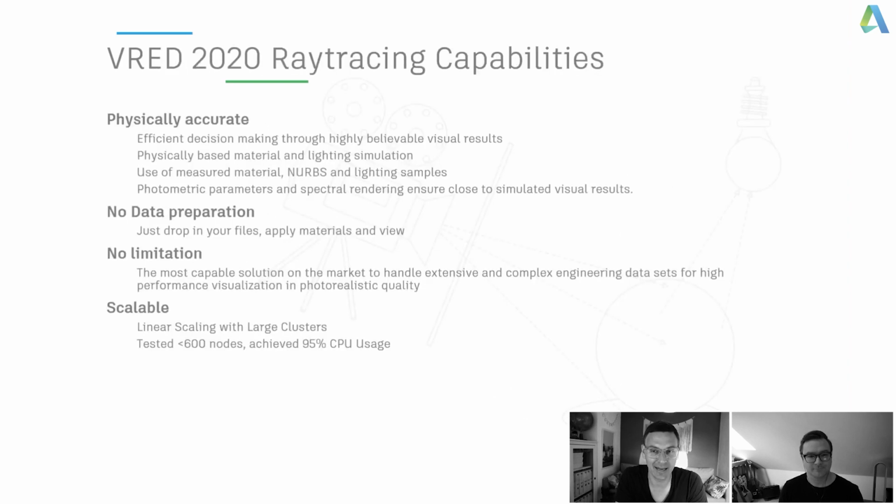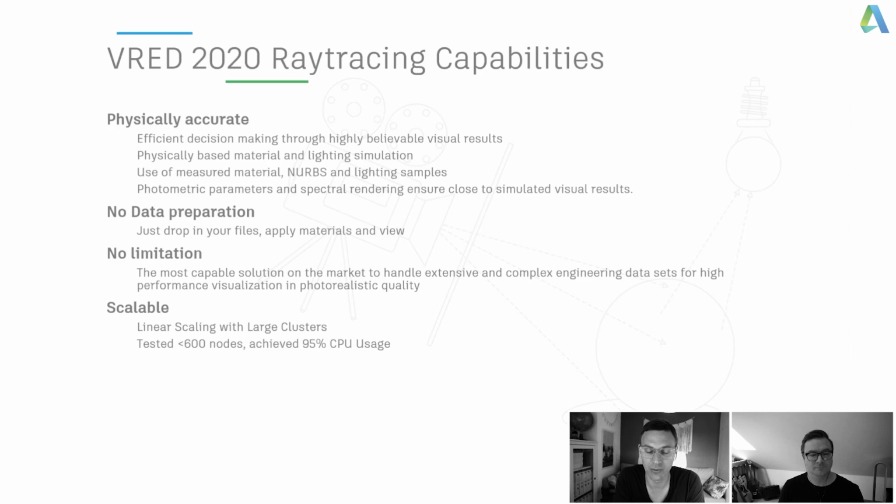VRED has been capable of doing this for, I would say, even 10 years. I think since 2010, VRED has had a ray tracing option. But until version 2020, as we can see above, it was CPU based. Still, the advantages of ray tracing were there. It was physically accurate. So early decision making was possible through highly believable visual results. And at the same time, VRED was able to work with physically based materials and lighting simulations. We could use measured materials, NURBS, and lighting samples.